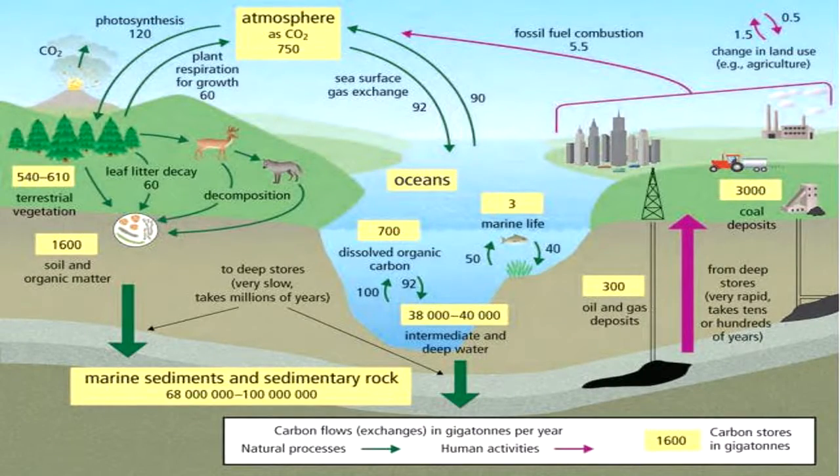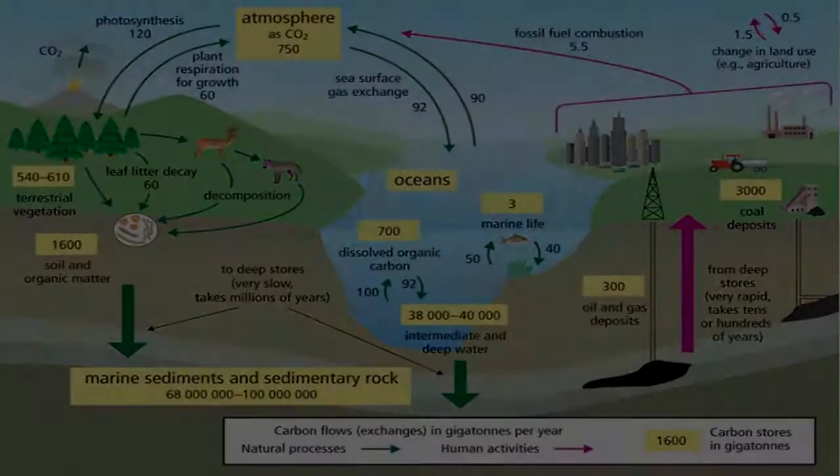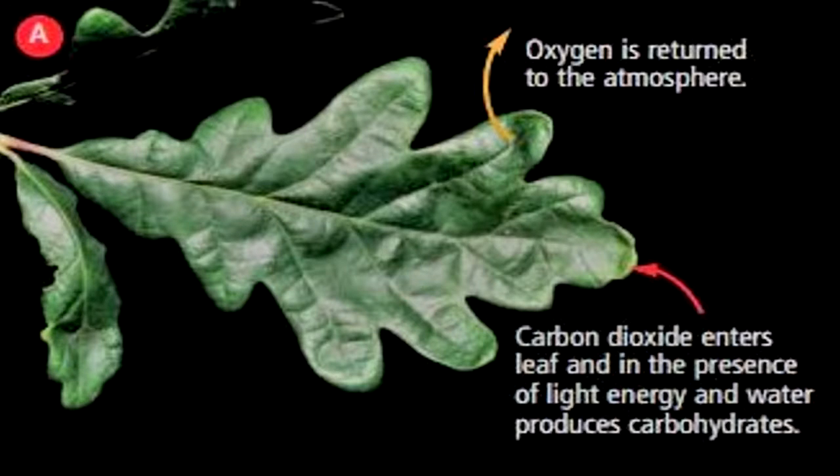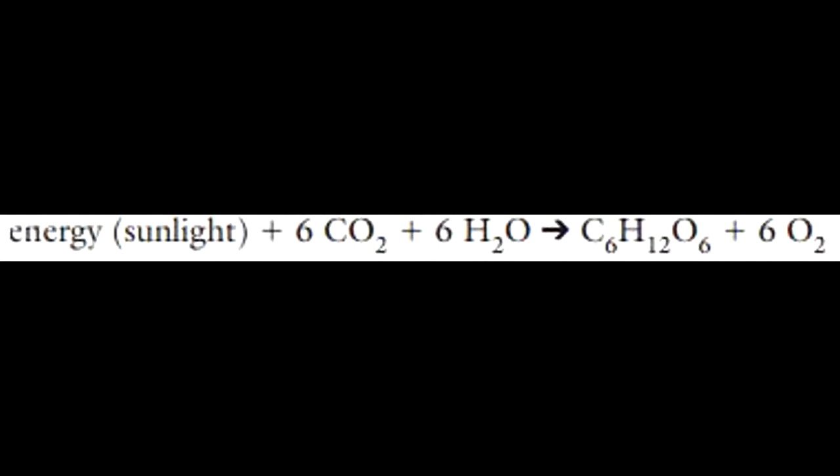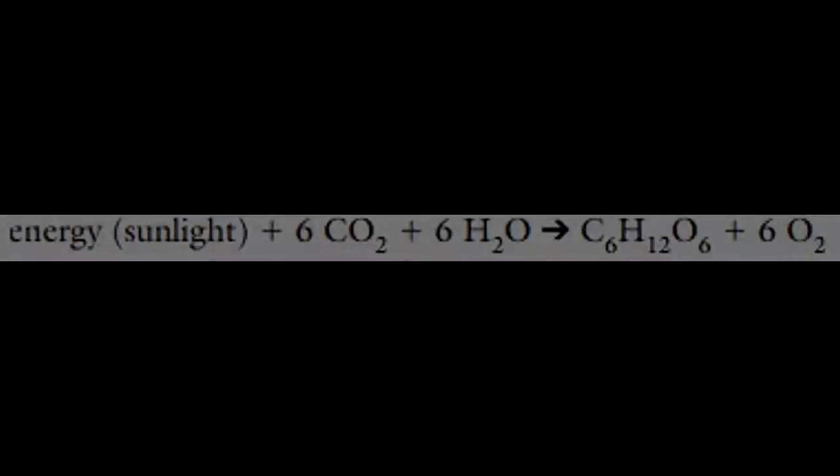How is carbon being cycled? There are natural processes that move carbon through ecosystems that include photosynthesis, cellular respiration, decomposition, ocean processes, and events such as volcanic eruptions and forest fires. Through photosynthesis, carbon, in the form of carbon dioxide in the atmosphere, enters through the leaves of plants and reacts with water in the presence of sunlight to produce carbohydrates and oxygen. This is the equation that represents photosynthesis.